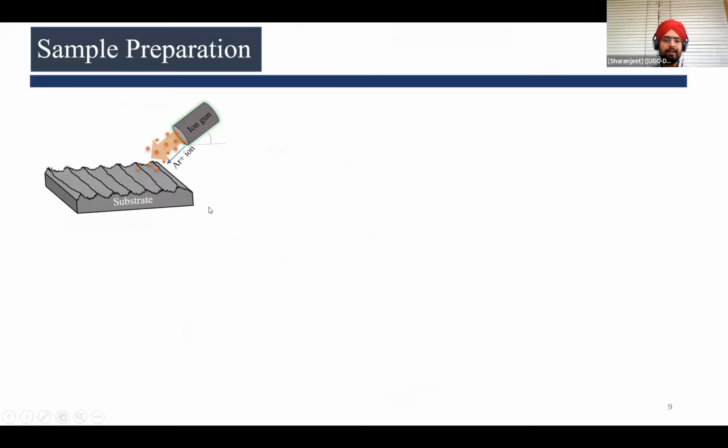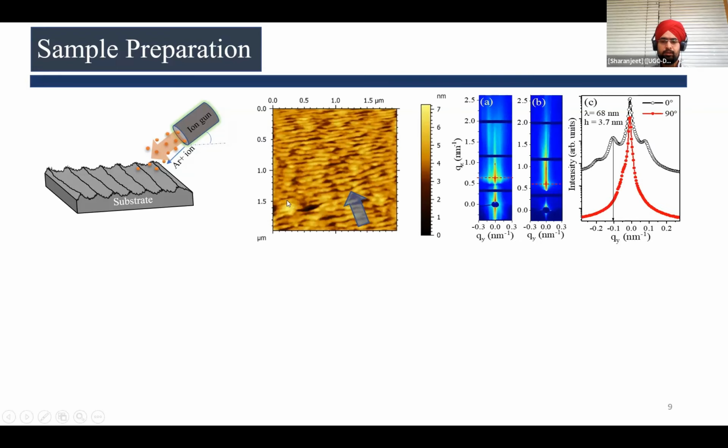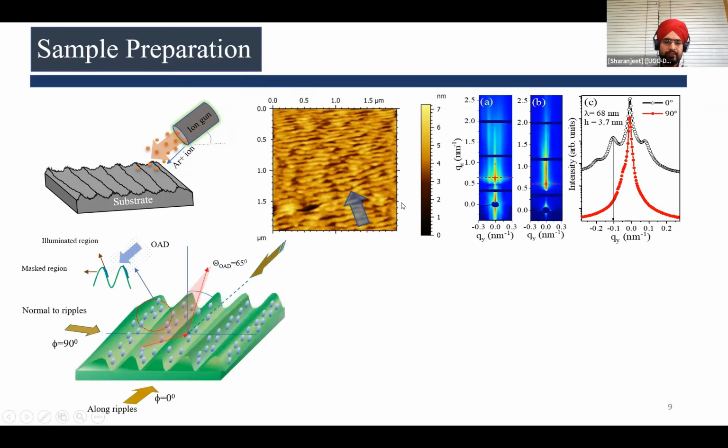At first, we have patterned our glass substrate by using an ion beam of energy 700 electron volt oriented at 65 degrees with respect to surface normal. Here is the AFM image taken after patterning, and we can see that the ripples are formed quite periodically. From GISAXS measurement of the pristine substrate, the wavelength is found to be 68 nanometer, and the ripple average height is nearby 4 nanometer.